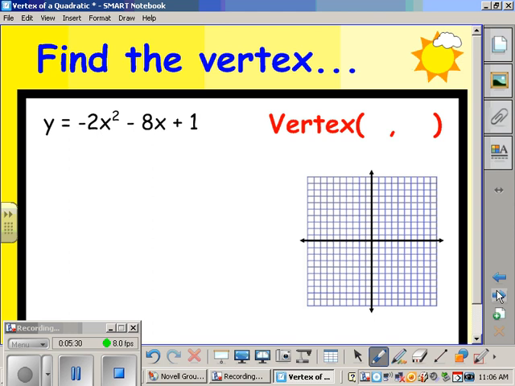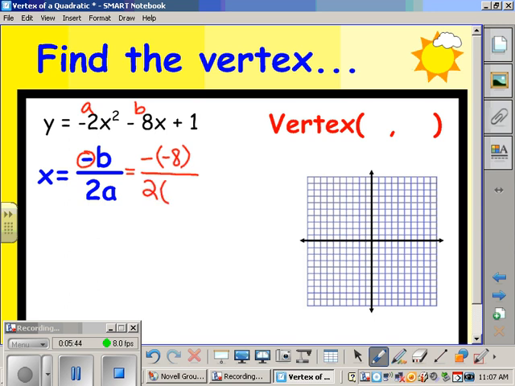Okay, and in our next equation, the B is going to be -8 and the A is -2. So we'll bring over our negative. B is -8, and in the denominator, the A is -2. This will give us 8 over -4, which is -2 for our vertex.